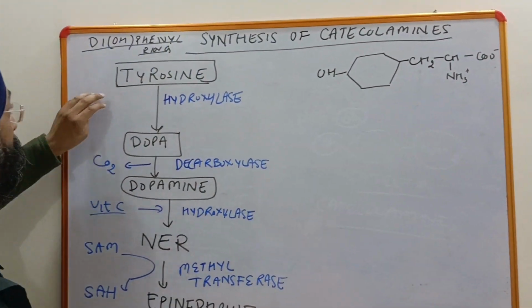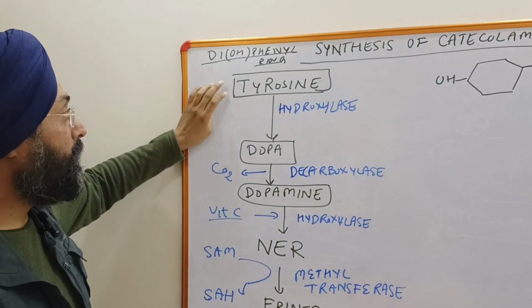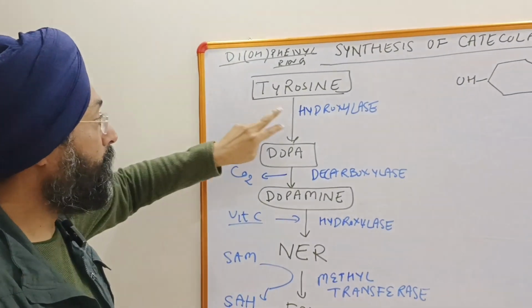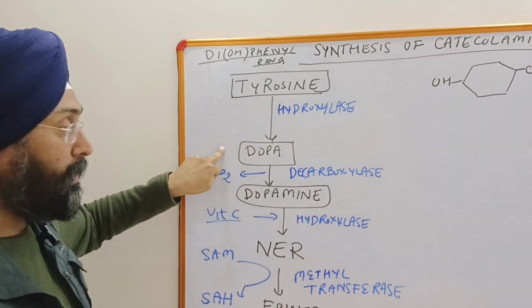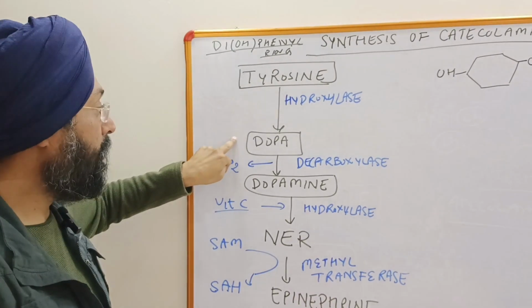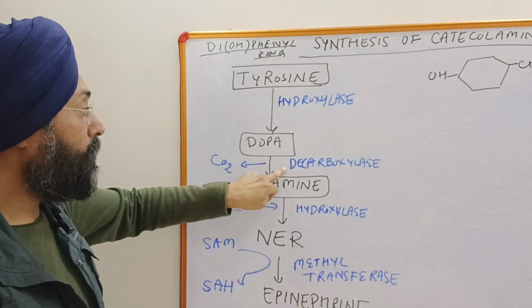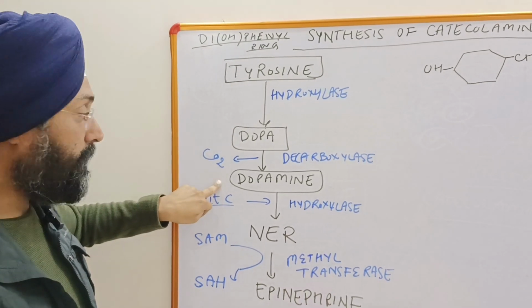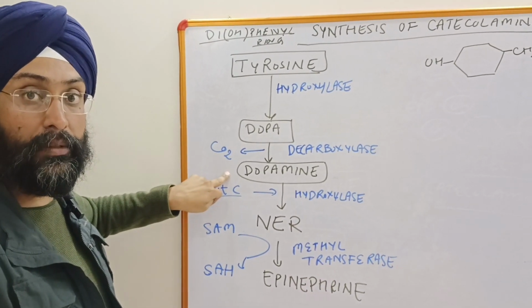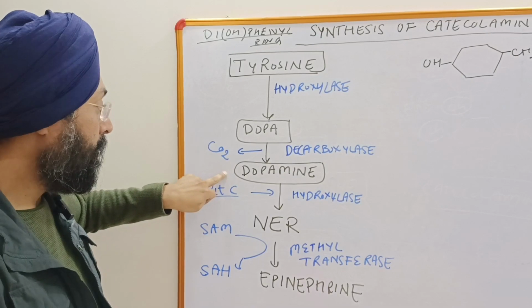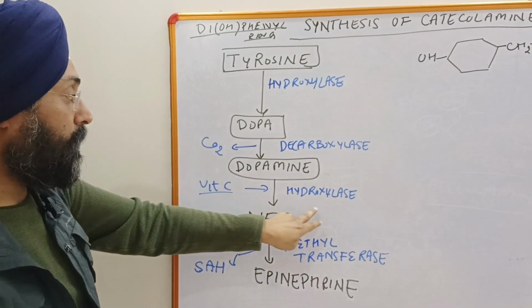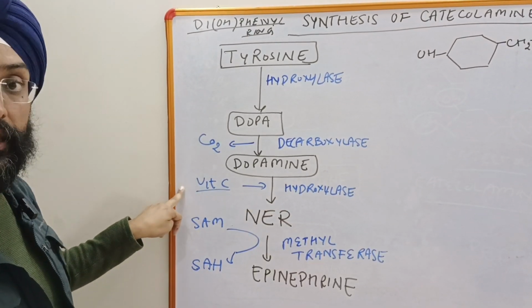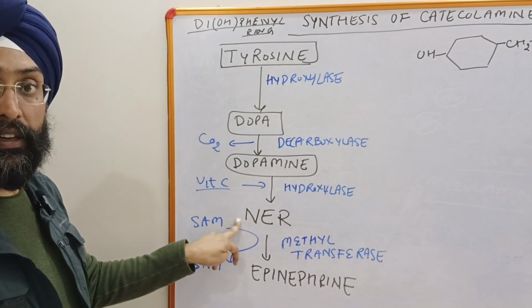Right? So phenylalanine was converted to tyrosine. Now tyrosine undergoes hydroxylation to form dopa, dihydroxyphenylalanine, right? Then it undergoes a decarboxylation reaction. Carbon dioxide is removed to form dopamine, right? Dopamine is a neurotransmitter. It is produced in the central nervous system, right? Then dopamine undergoes a hydroxylase reaction in the presence of vitamin C to form norepinephrine, right?